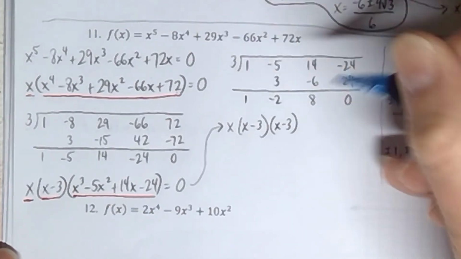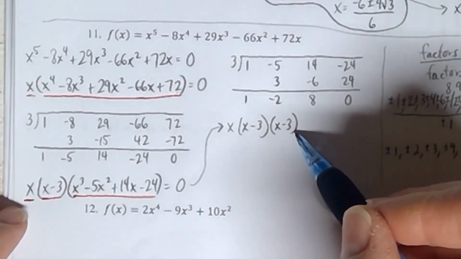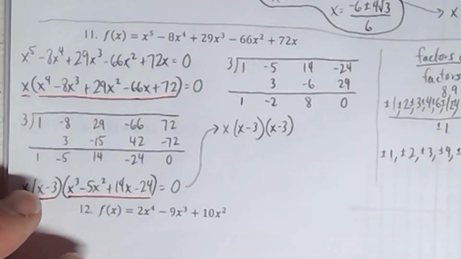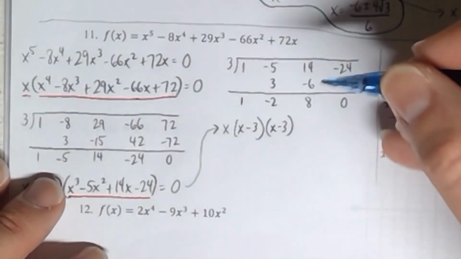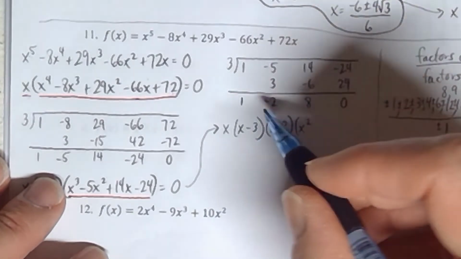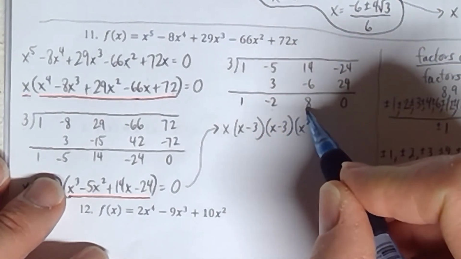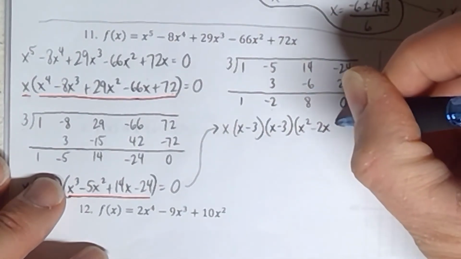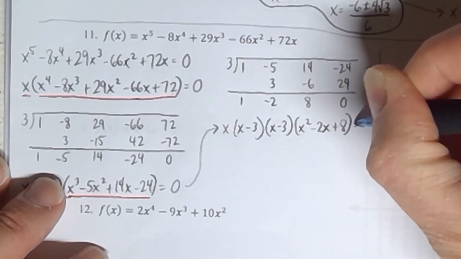So we have 2 x minus 3 factors here. That just means that the zero equal to 3 has a multiplicity of 2. And then we have x squared minus 2x plus 8.